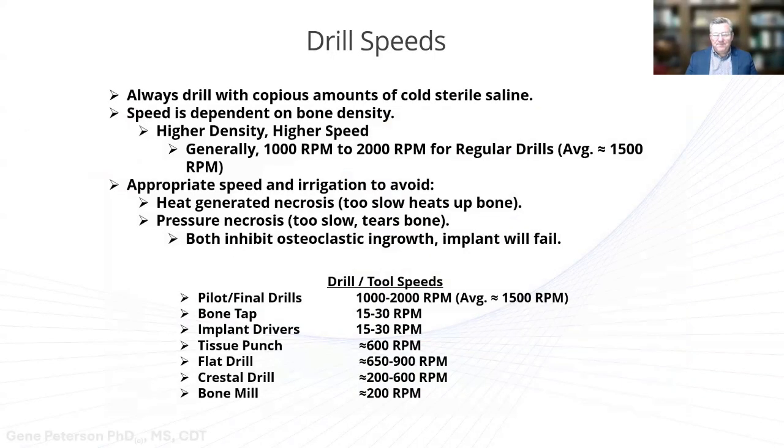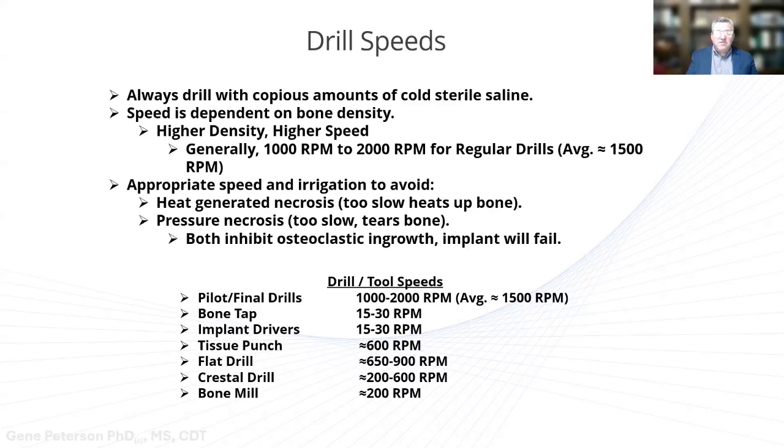Okay, drilling speeds. Very important that we understand, based on what you're doing, the function. Generally speaking, the higher the density of the bone, the higher the speed needs to be. We're looking somewhere in the neighborhood of 1,000 to 2,000 RPMs. Usually we're in the average of 1,500 RPMs to drill into type 1, type 2, type 3 bone.